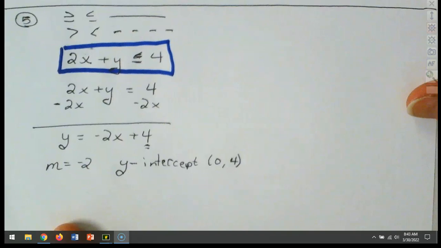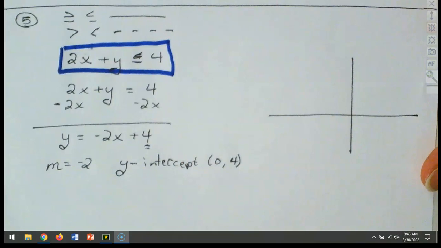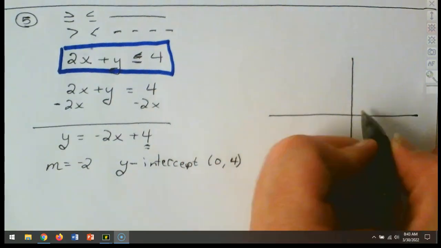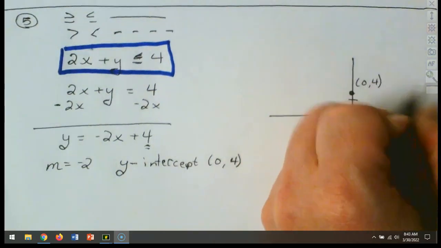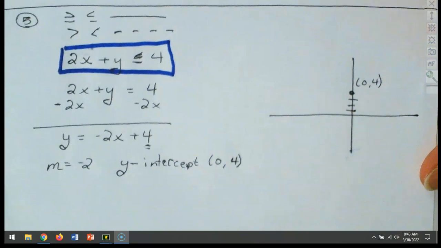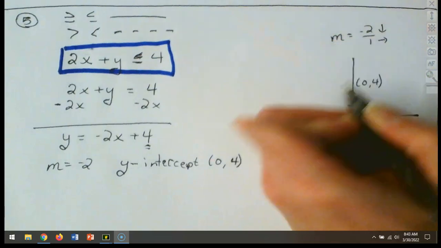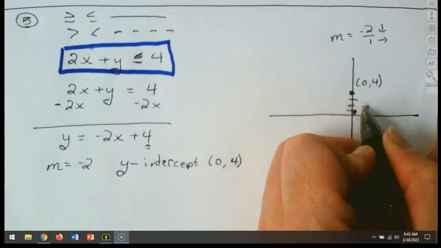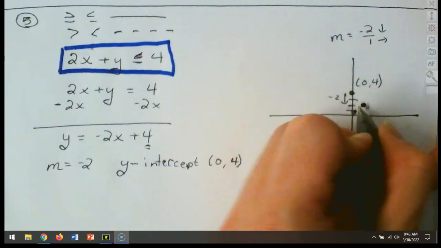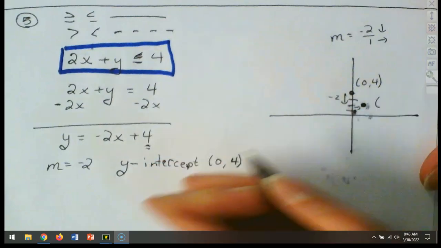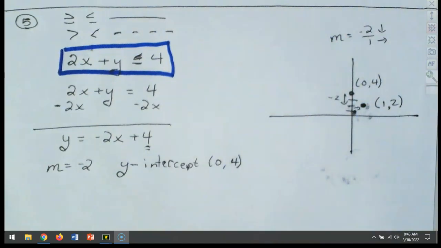Now we can graph it. And we're going to be using a solid line. So we're at 0, 4. Okay, that's going to be up 4 units. And our slope is a -2. So that's a -2 over 1. So we go down 2 and over 1. So down 2 over 1. So that would be right about there. And that would be at about 1, 2, if you want it as an ordered pair. Okay. Connect them together with a solid line.